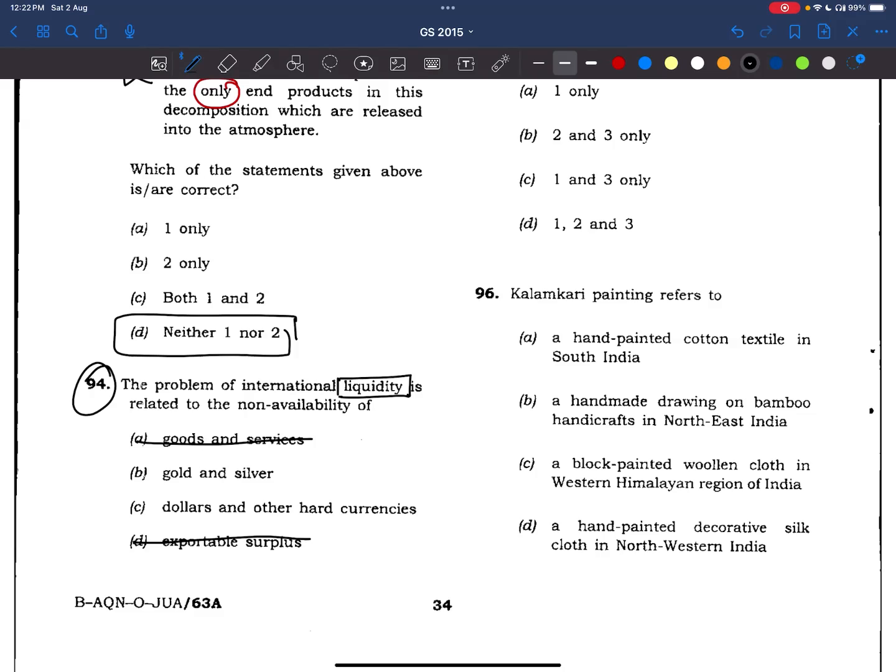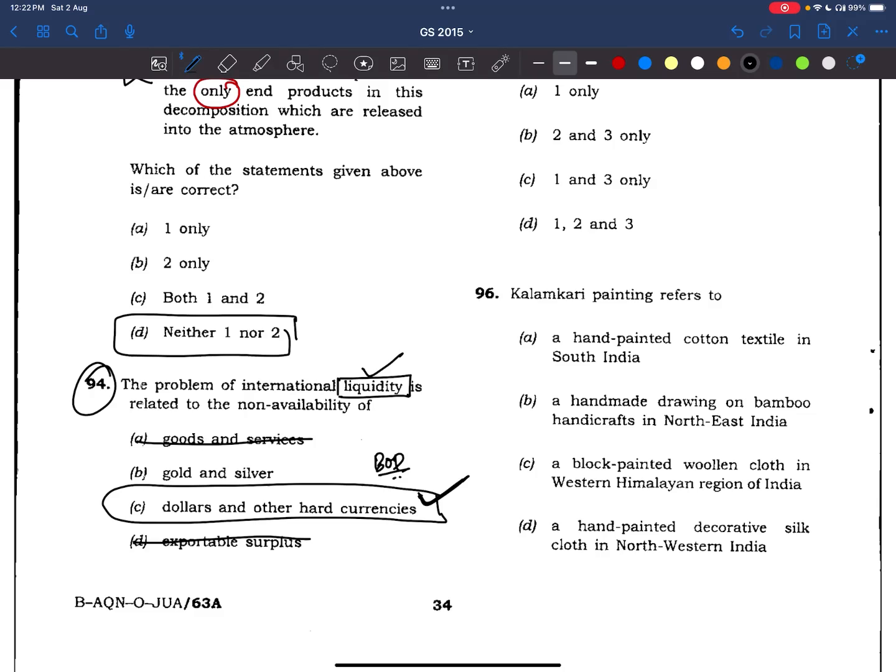But see, the main important thing, the crisis of this non-availability of liquidity comes when there are no dollars and other hard currencies. See, balance of payment issues, we have seen India faced in 1991. We used gold, and even after that we felt the deficiency, right? That's why we had to take a loan from the IMF, right? It is mainly because of dollars and other hard currencies.